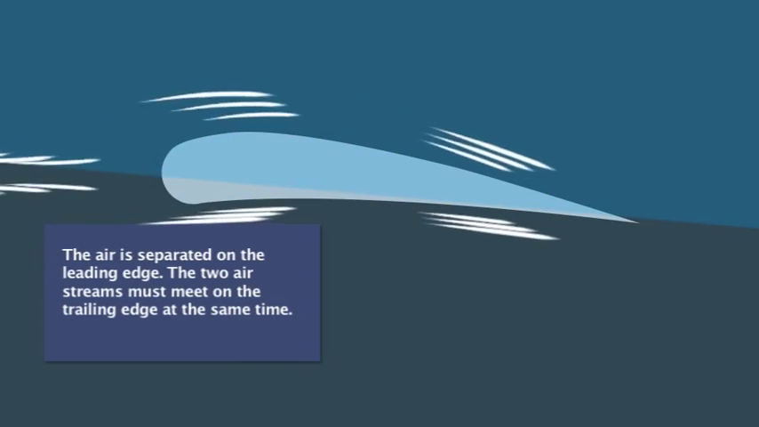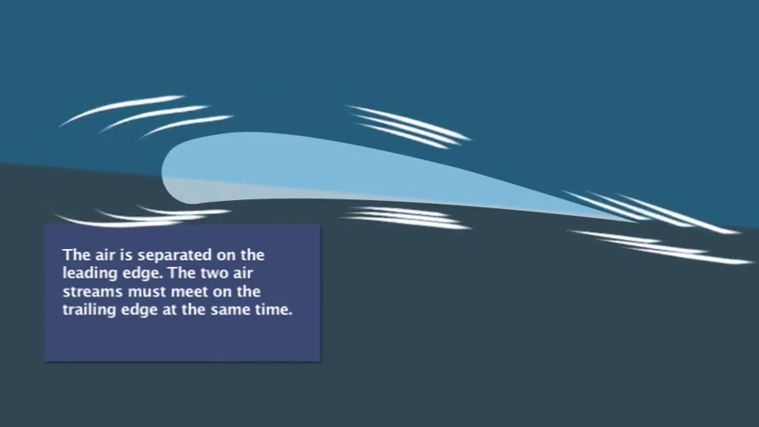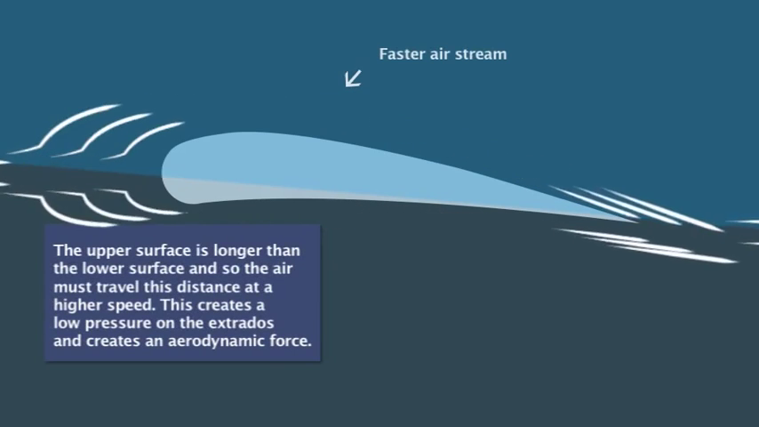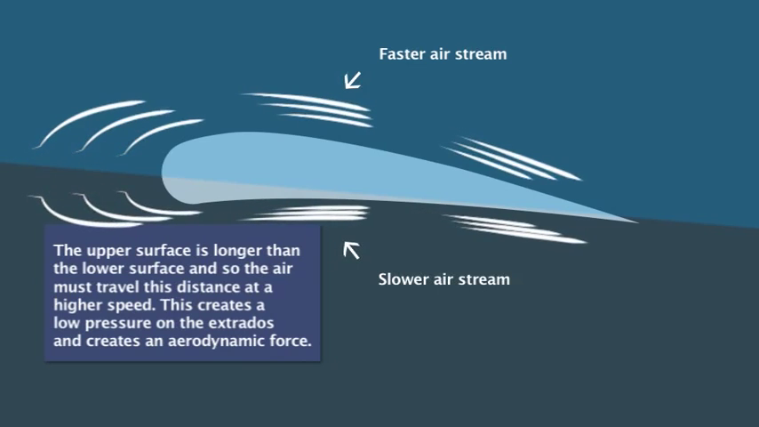In accordance with the laws of physics, the two sections of an airstream separated by the leading edge must meet at the same moment on the trailing edge. Thus, given that the upper surface is longer, the speed of the air over this must be higher than the air going under the wing.